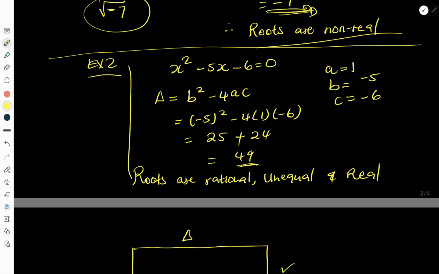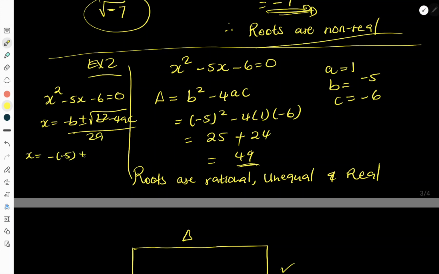When you solve that equation, x squared minus 5x minus 6, you can use the quadratic formula. It's x is equal to minus b plus minus the square root of b squared minus 4ac all over 2a, which is x is equal to minus negative 5 plus minus the square root of negative 5 squared minus 4 into 1 into negative 6, all over 2 into 1.